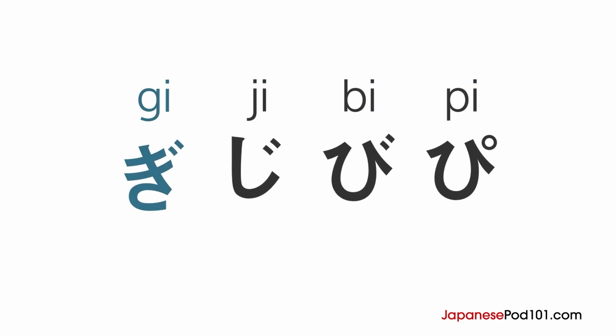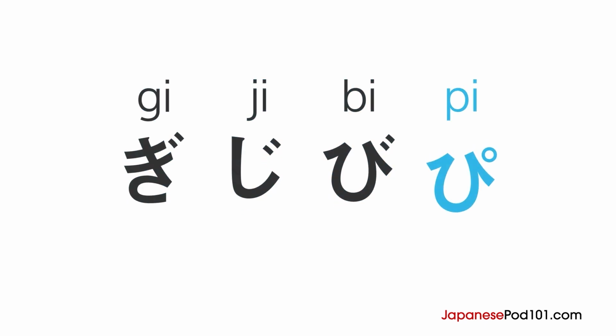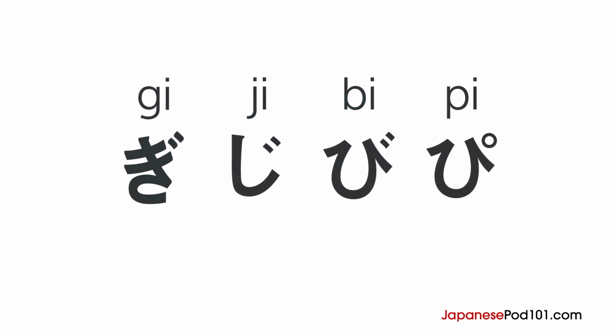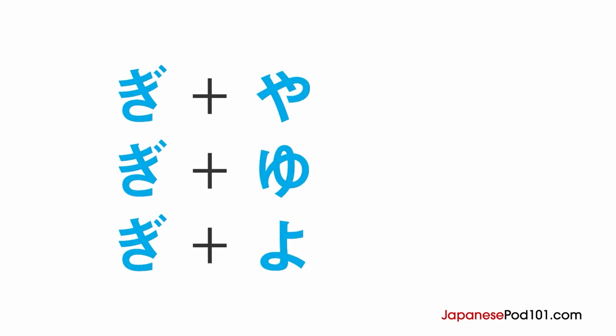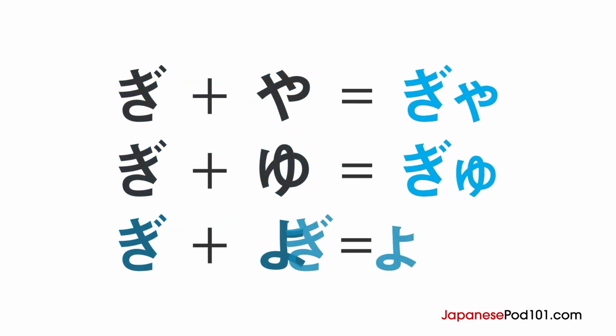I sound, which are gi, ji, bi, pi. The next group is when gi combines with the y group. Gya, gyu, gyo. Repeat after me.